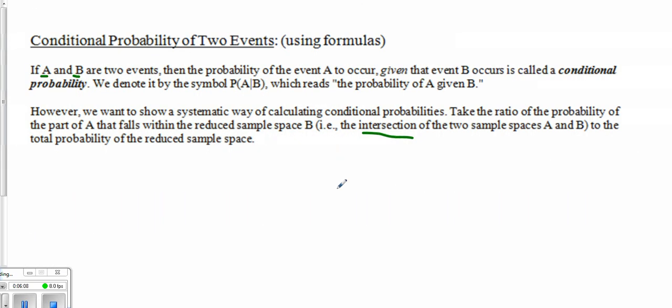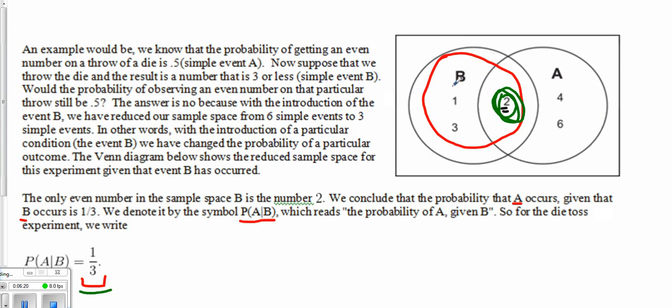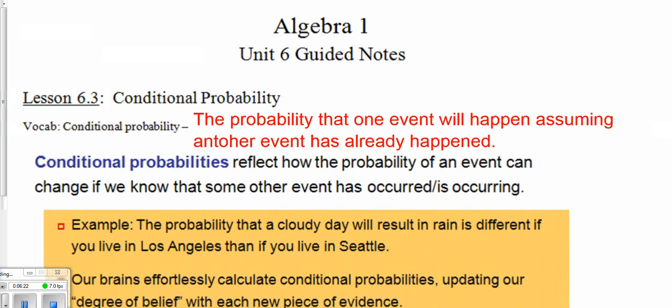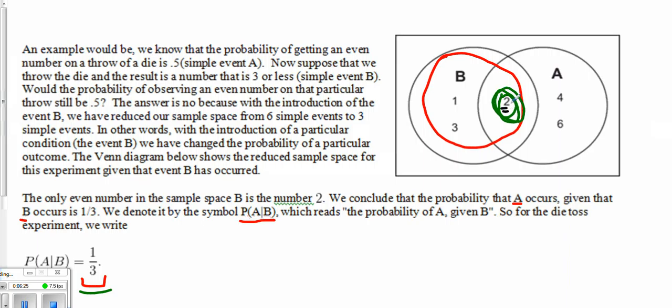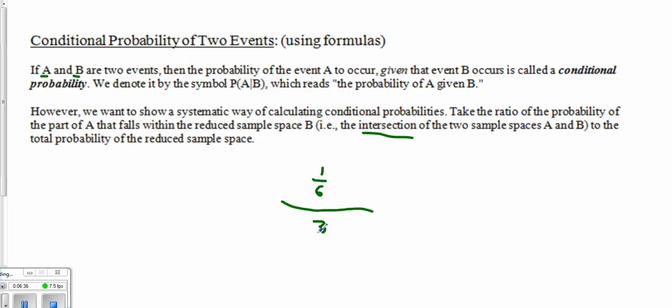Okay, so we take the ratio of that, getting the 1/6, over the total probability of the reduced sample. So that's again the probability of B. So we wanted the probability of A and B, which is just 2, which means 1 out of 6, out of the whole probability of B. Now there are 3 of them in here, 1, 2, and 3. So we'd call that 3 out of 6. So 1 out of 6 over 3 out of 6 is how that would look.